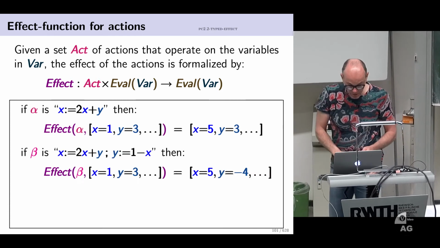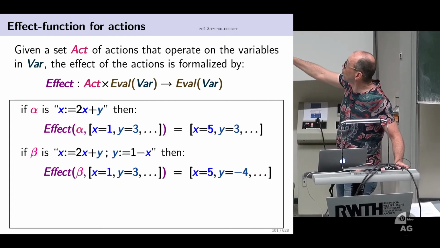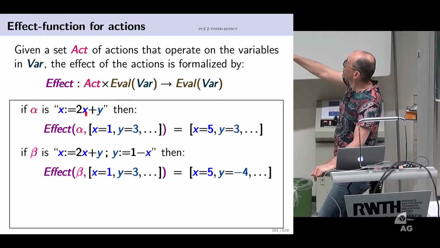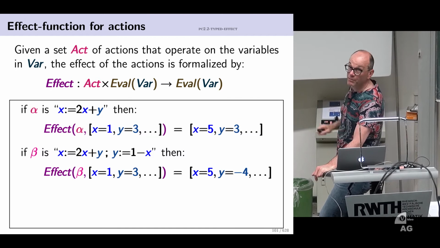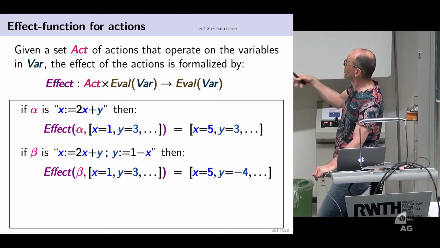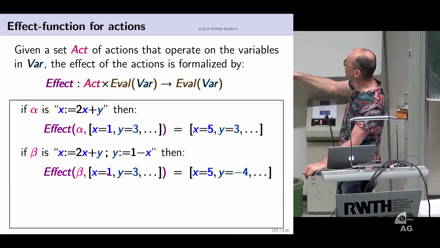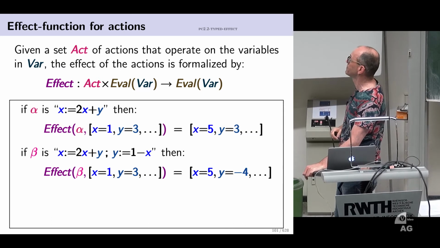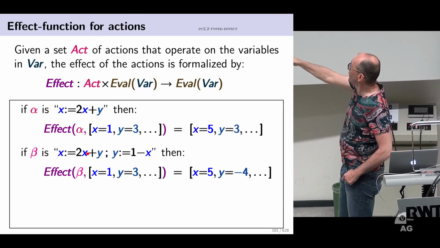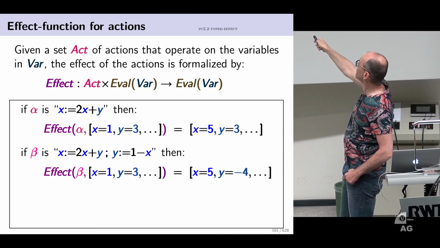Next example. Now we have the action which I call beta, which is now the sequence of 2 assignments. The first is the assignment we had in the previous example, and the other one says y becomes 1 minus x. Now I want to describe the effect of doing those 2 assignments on the current state. Let's assume the current state is 1 and 3 for x and y. Good. What happens? x becomes 2x plus y: 2 times 1 plus 3 equals 5.